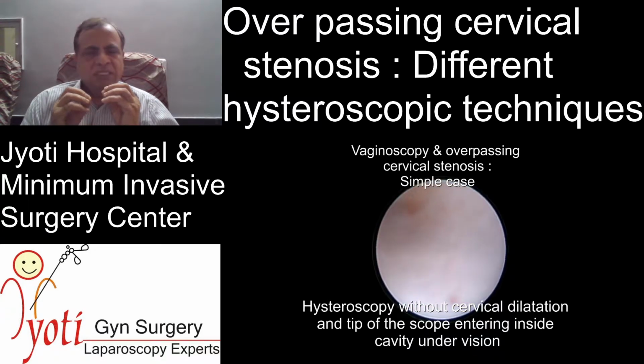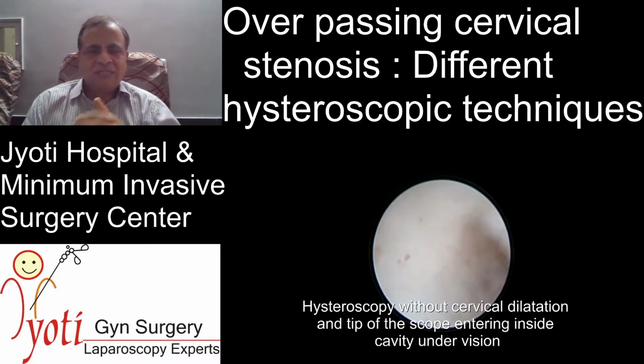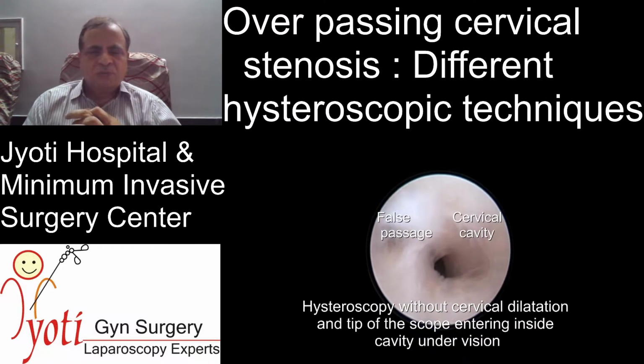and you can appreciate the external os. Then just push the tip of the scope. You can see the cervical stenosis here. You can see the fluid additions here, and the cervical crypts here. So make sure that this is a cervical canal and you're not pushing in the wrong direction.